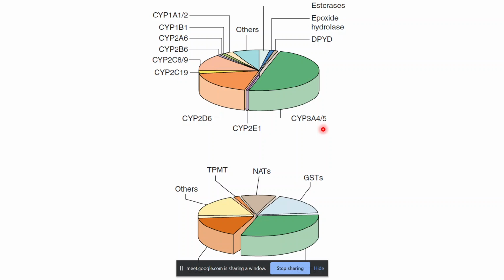Also the activity of the enzymes can be increased by substrate stabilization because of the decreased degradation, and that is the case during alcohol consumption, that will lead to the induction of the cytochrome enzymes.